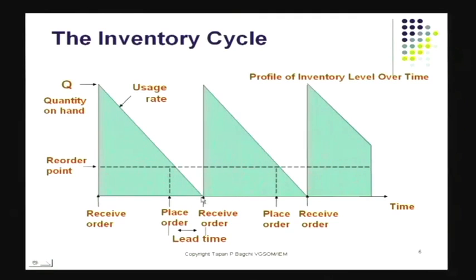So my inventory was planned in such a way that the moment it would get down to almost zero, I'd receive a lot, and the lot would raise my inventory to quantity Q, which is the order quantity size.